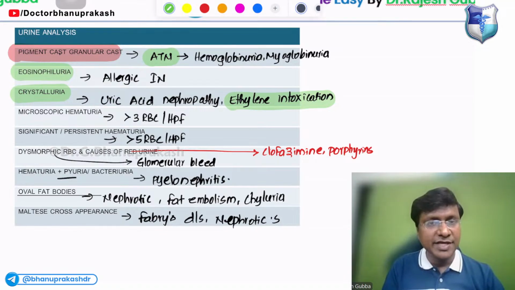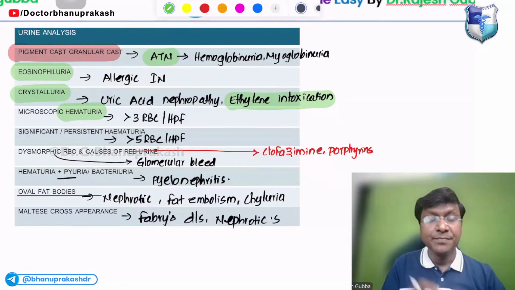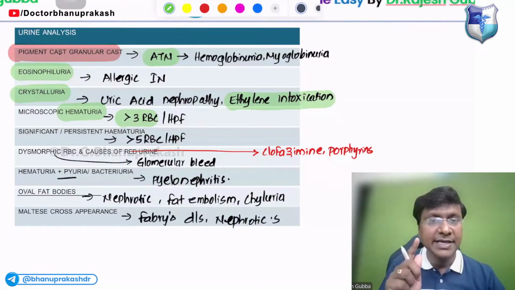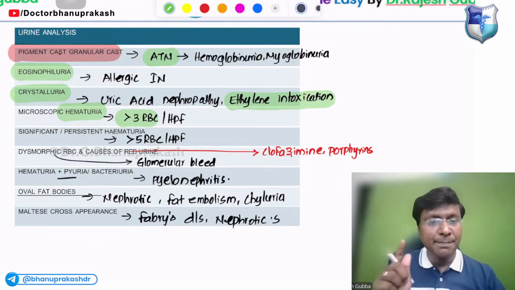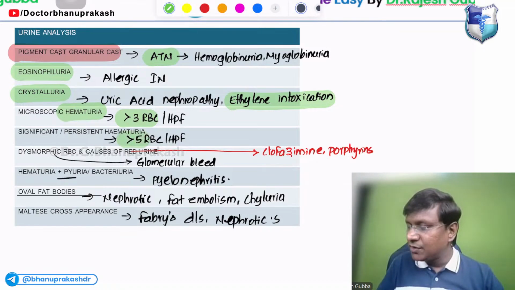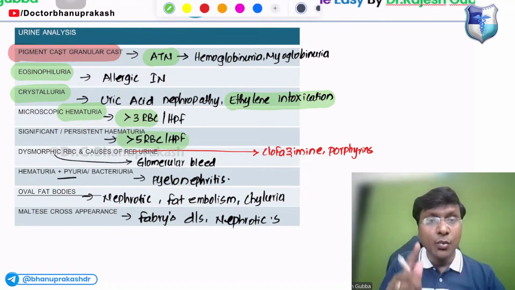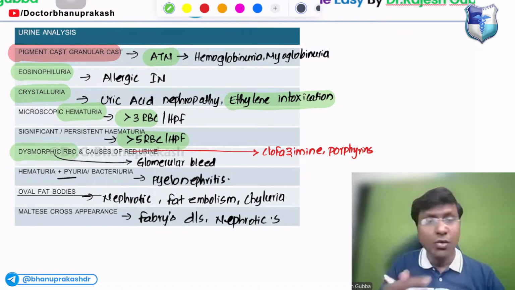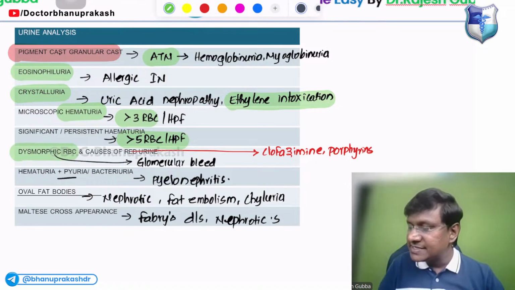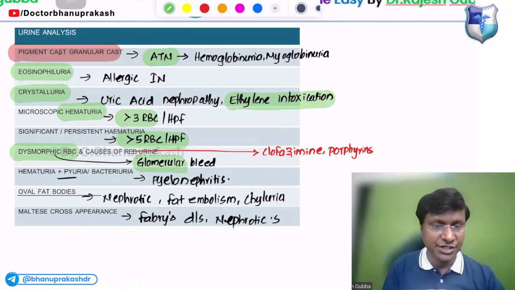Now let me discuss hematuria. When do you call it microscopic hematuria? We use the term microscopic hematuria when the quantity of RBCs is more than 3 per high power field. When do you call it significant or persistent hematuria? It is said when there are more than 5 RBCs per high power field. Now, if there are dysmorphic RBCs within the urine sample, what is it suggestive of? It is suggestive of glomerular pathology.